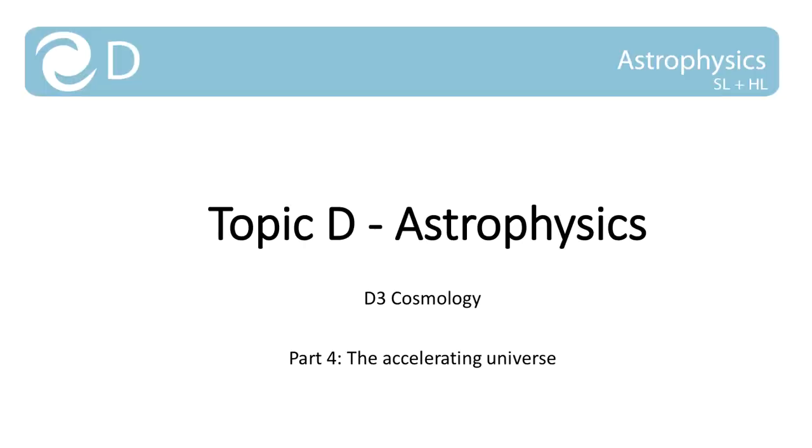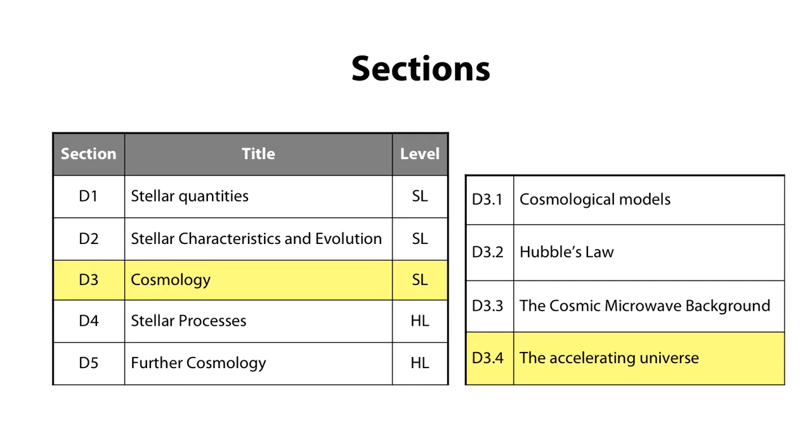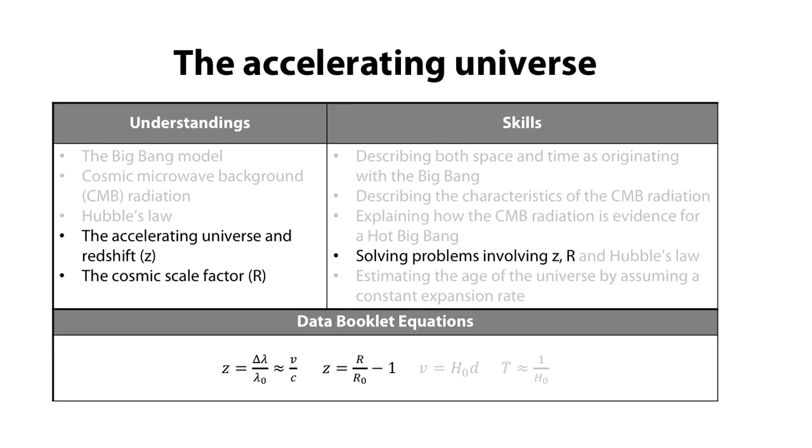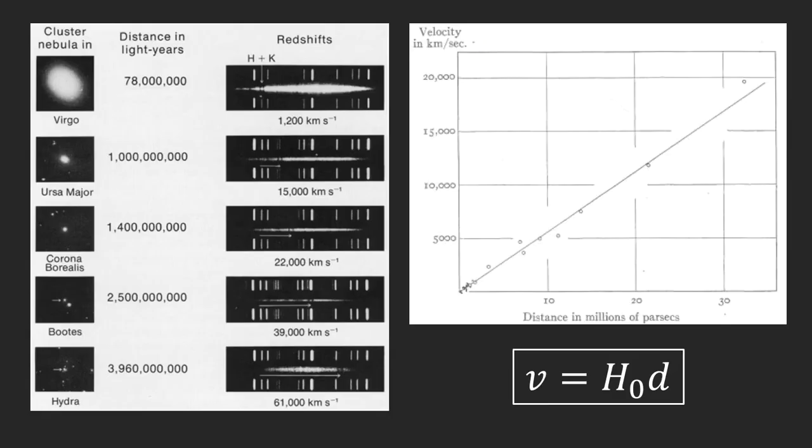So in this final vodcast for standard level, high level core cosmology, we'll look at the accelerating universe, which is a fairly recent development of our understanding of the universe. We'll also look at how to describe the scale of the universe and how it changes and how that relates to redshifts, particularly extreme redshifts. We're using a couple of the equations that you can see there from the data booklet.